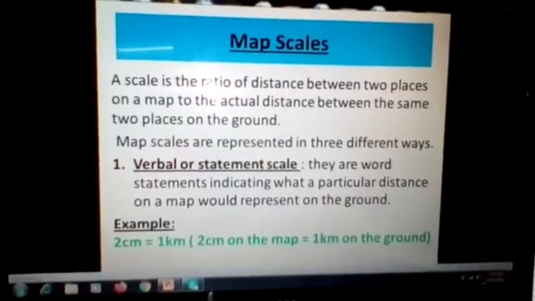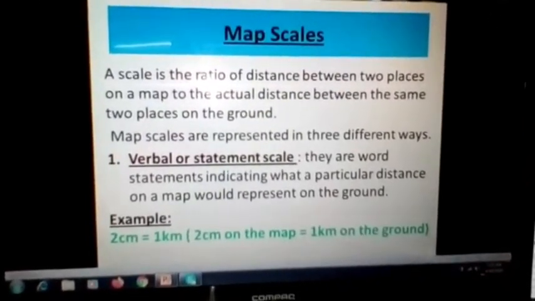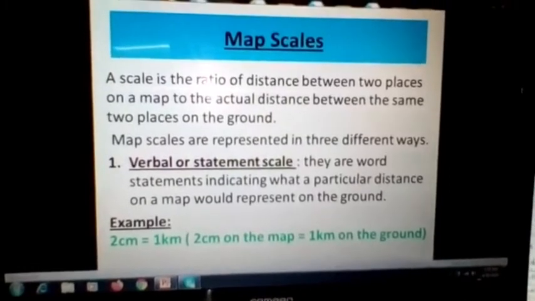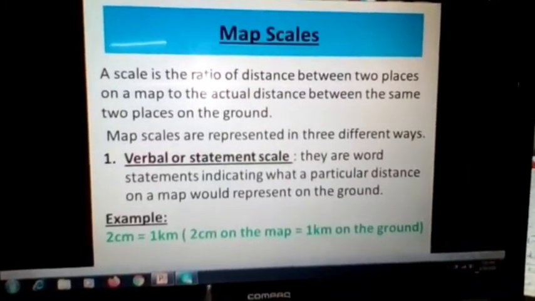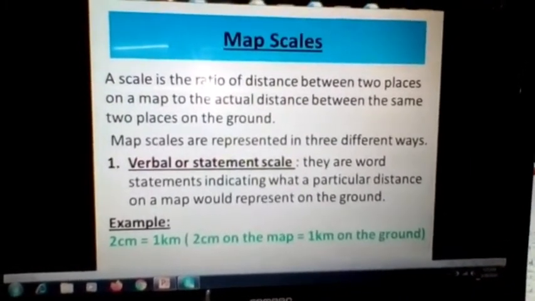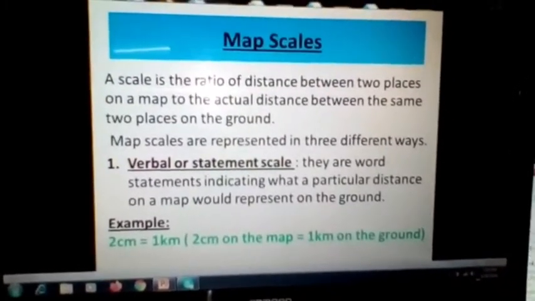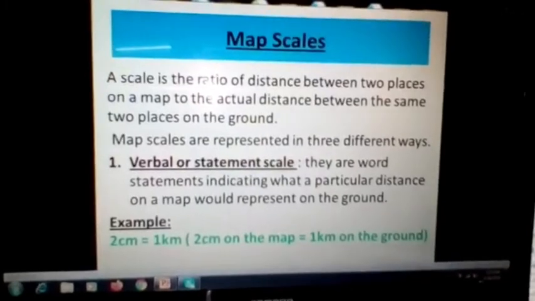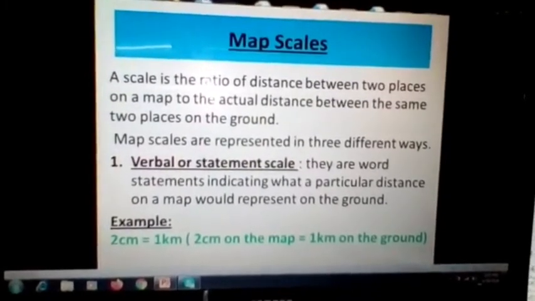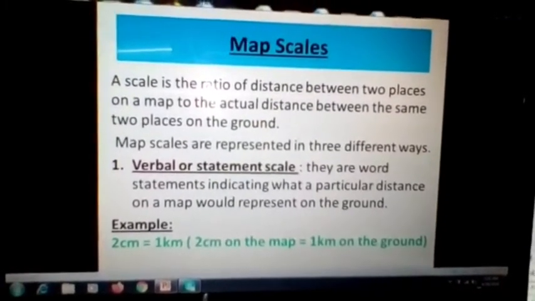A map represents a portion of the Earth's surface. It has several elements such as a title, north line, scale, and key. Now, all of this has already been done in class 6 in detail, and this topic that we are taking right now is a mere revision of last year.